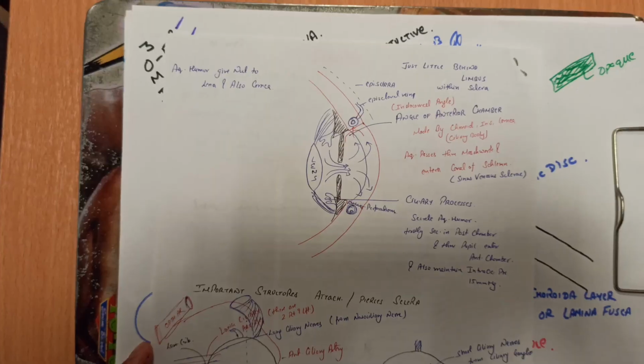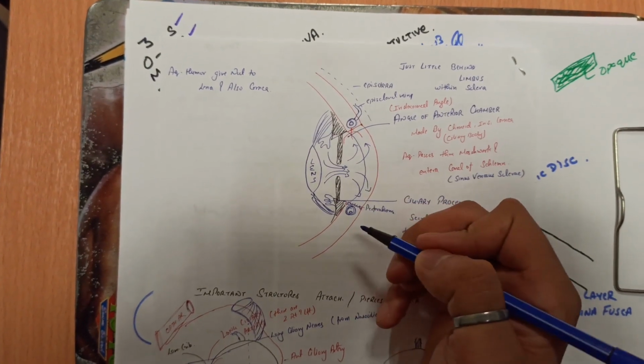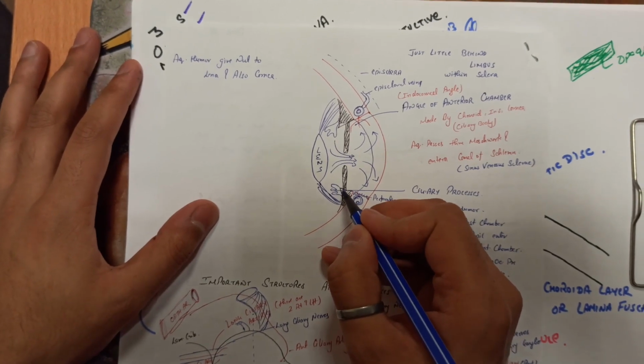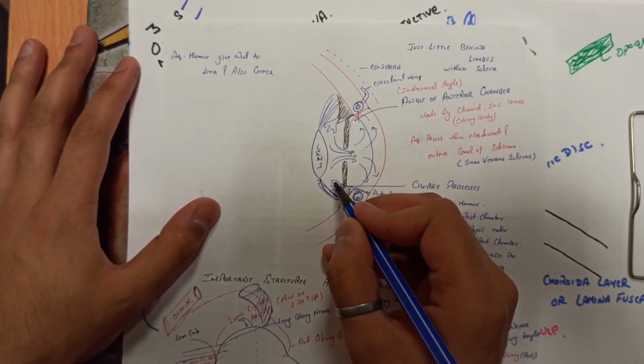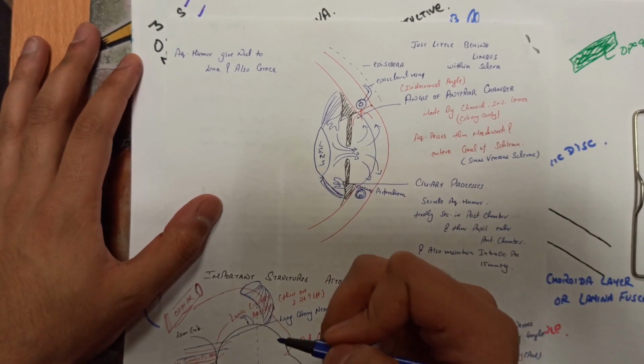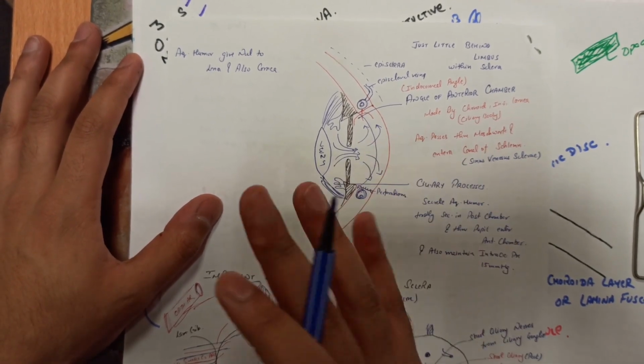Now here I would like to tell you that the ciliary body consists of small villus-like projections known as the ciliary processes. These ciliary processes are responsible for the production of aqueous humor which will make the cornea wet.